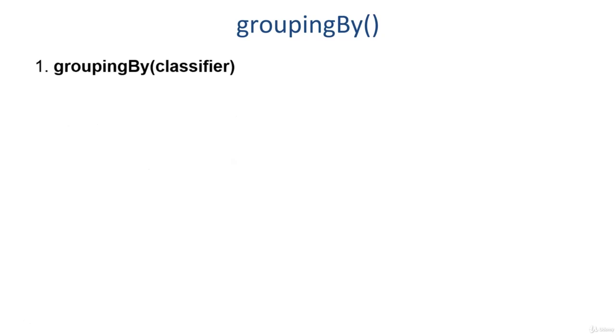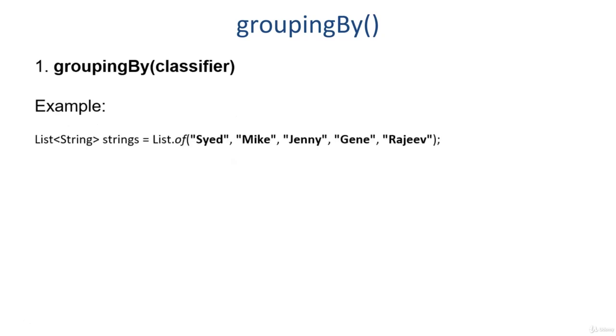So, groupingBy classifier. An example of this one is we have a list of strings which consists of names, and we are creating that list using List.of, and it contains the names Syed, Mike, Jenny, Jean, and Rajiv. Our use case is to separate them out based on the length of the string. For example, Syed has a string length of 4, Mike has a length of 4, Jean has a length of 4. So they should be grouped into one, and Jenny has a length of 5, and Rajiv has a length of 6. So they will be separate.